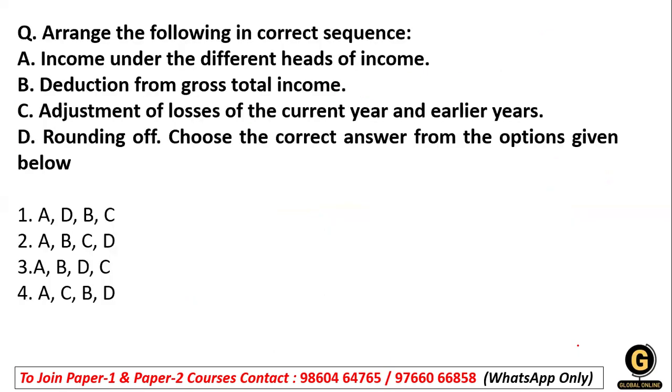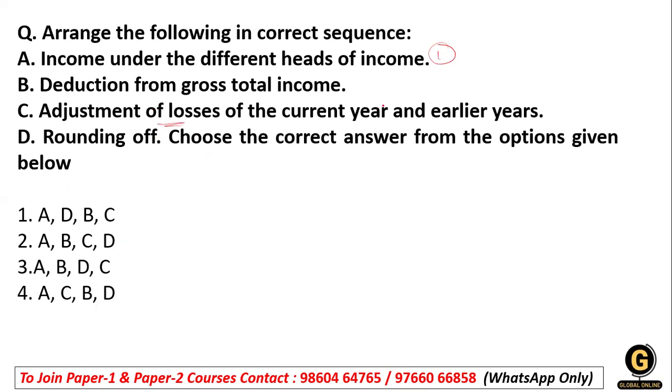Clear? Now, arrange the following in the correct sequence. The statements given are: income under the different heads of income, deduction from the gross total income, adjustment of the losses of the current year and earlier years, and rounding off. First of all, we have income under the different heads of income. We collect the income from the different heads and get the total of all the income. After that, if we have any kind of losses, we adjust those losses.